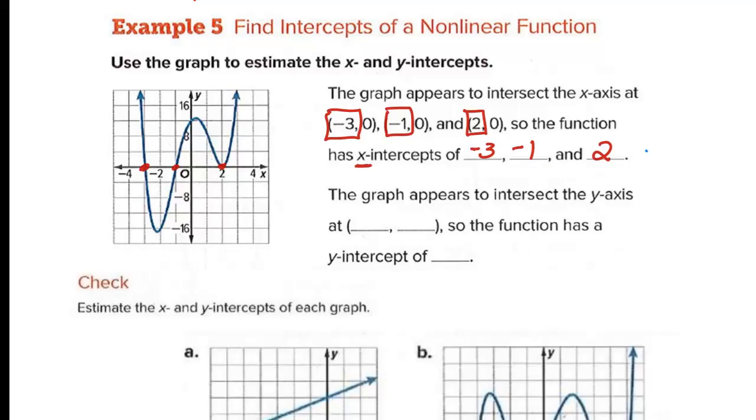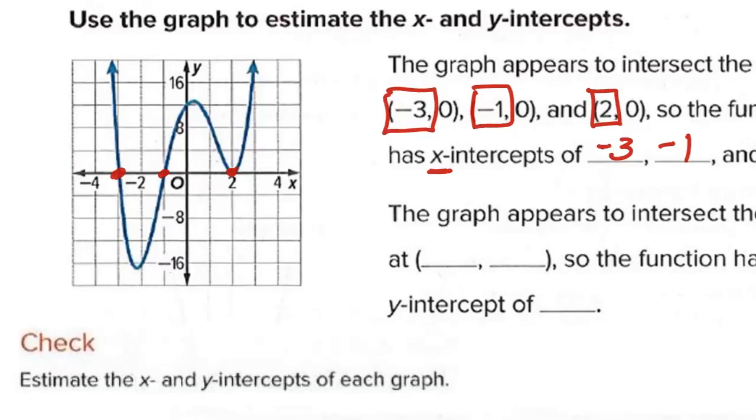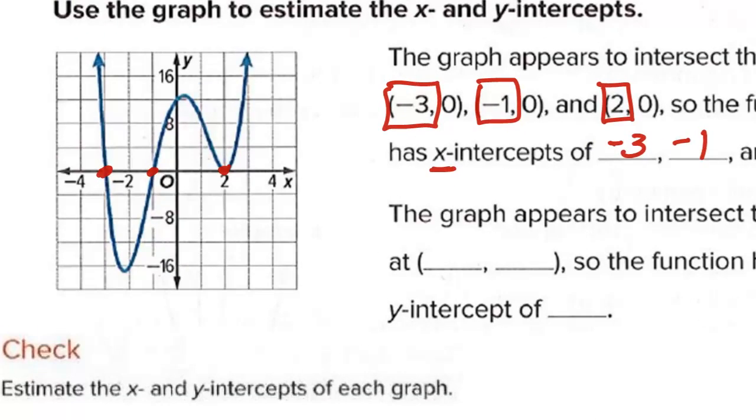You can do it. The graph appears to intersect the y-axis. Now be careful on this one. Where is it intersecting the y-axis? At this point. What is it? It is not 0, 3. 0 what? Yes, how did you get that?